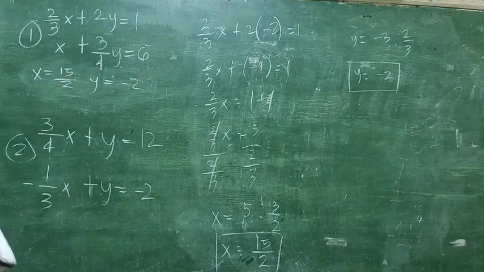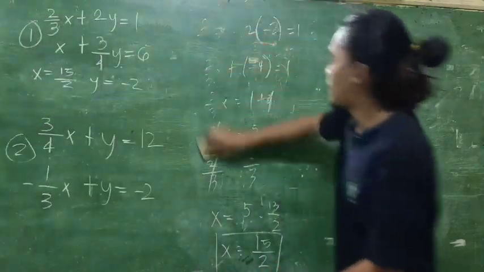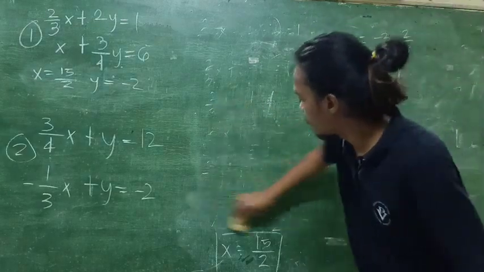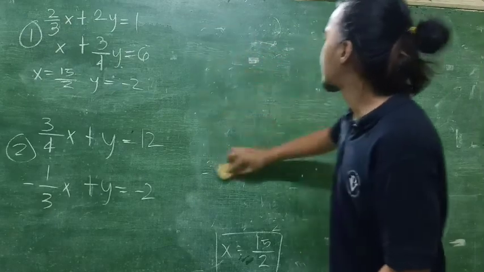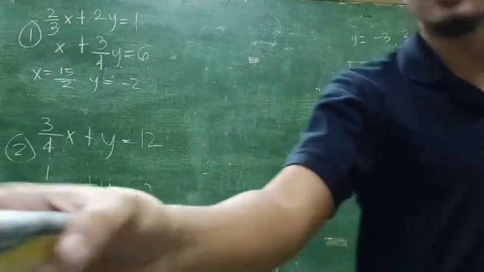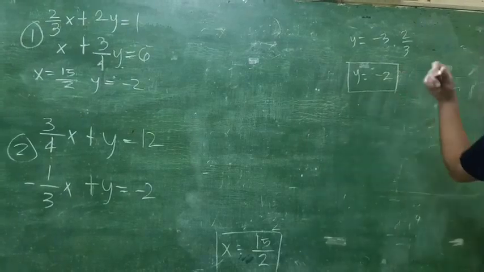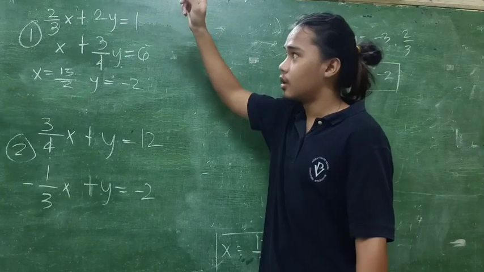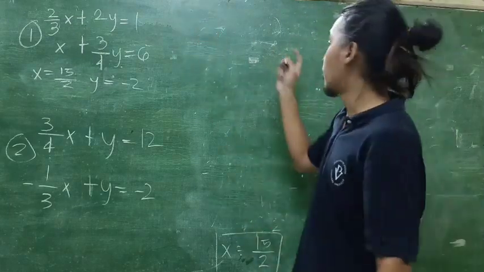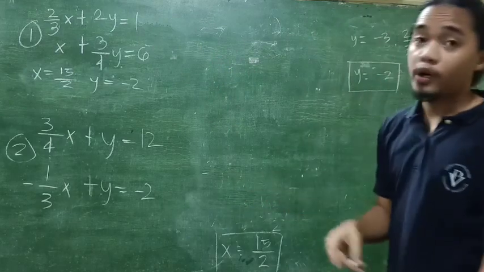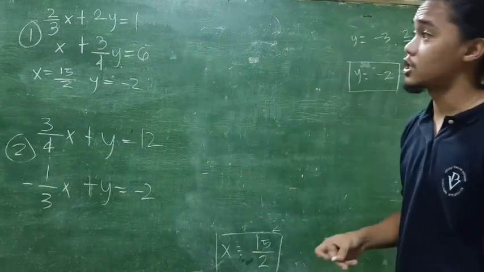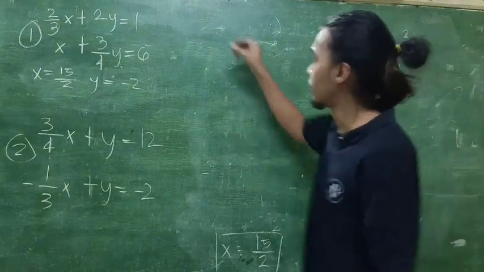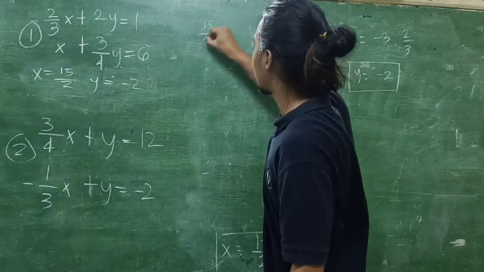Okay, now that we have it, how can we be sure that we have the right solutions? We can simply substitute both of the variables into the equation. We've used the first equation already. We can use either equation, but now we're going to use the second equation, just to prove that we've got the right answer. So our x is 15 over 2. So 15 over 2.